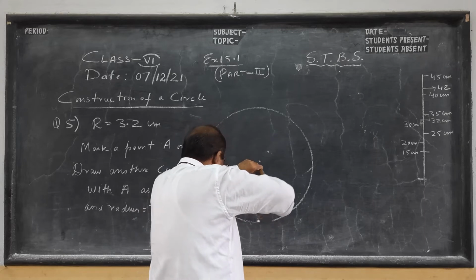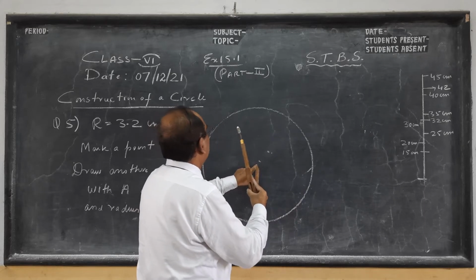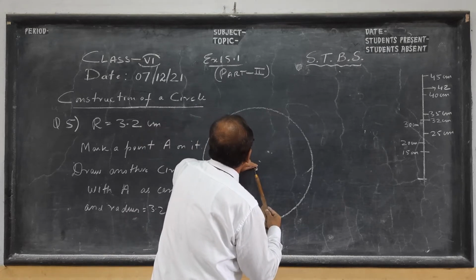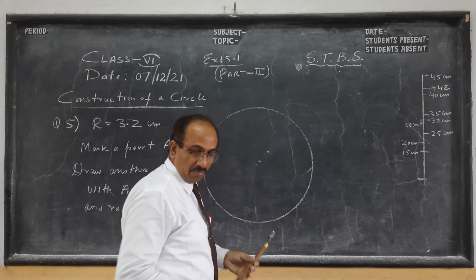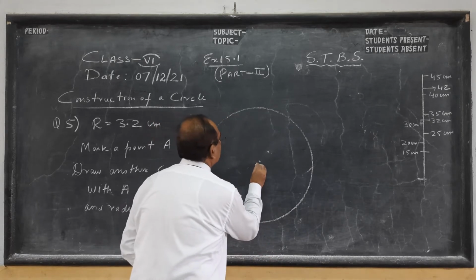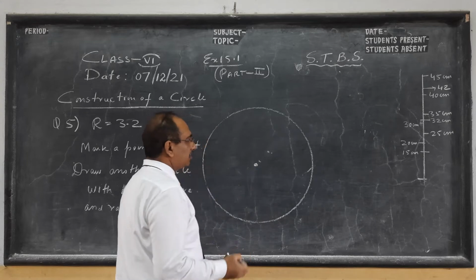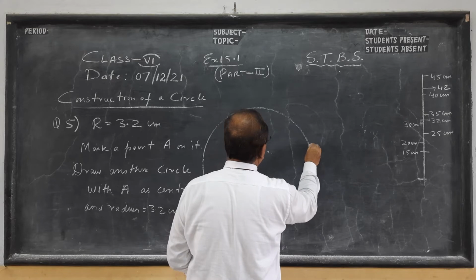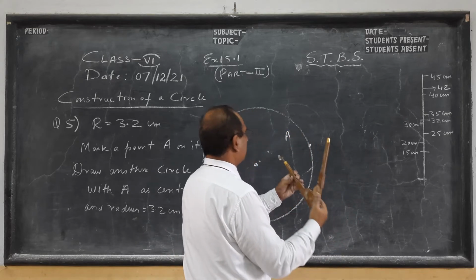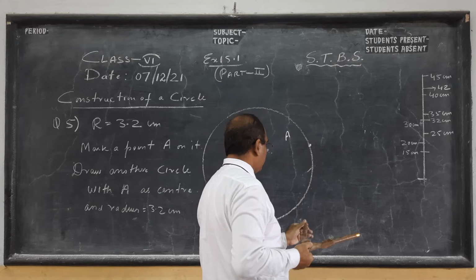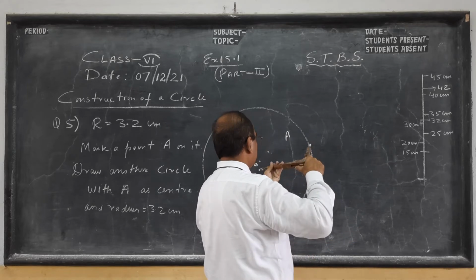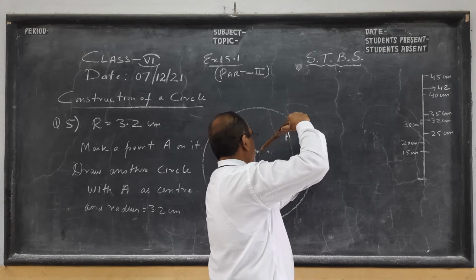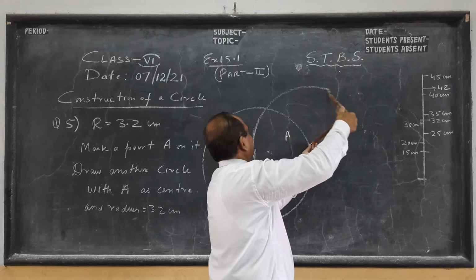You have to see that the center is there properly. You can mark the center nicely, children. The center is the first thing you mark prominently, then you put the compass there. Next, I take a point A on the circumference and I draw another circle with radius 3.2. So another circle of 3.2. It will be something like this.